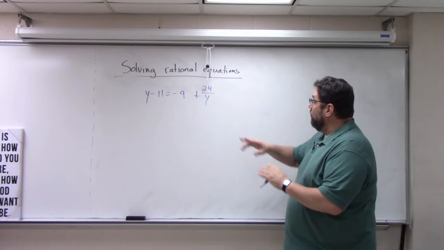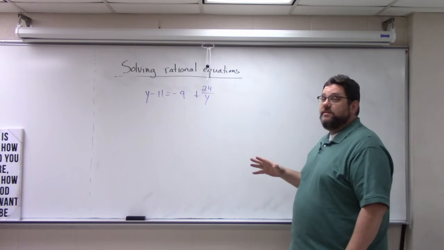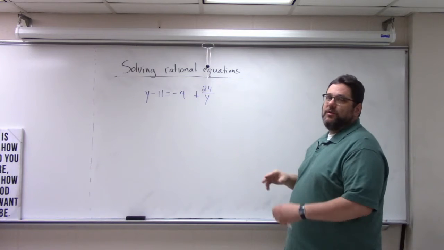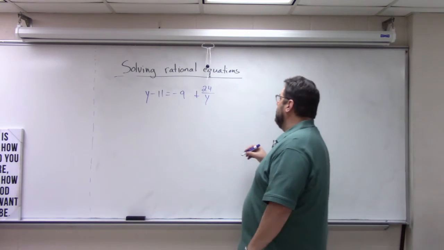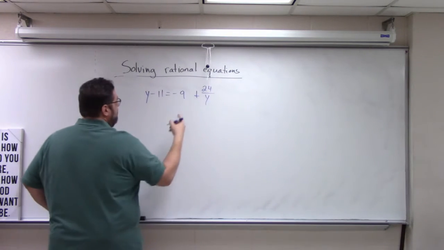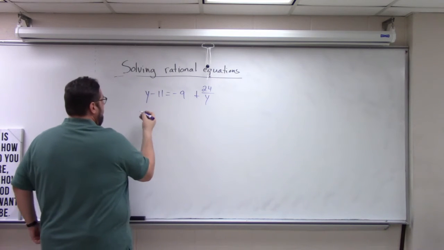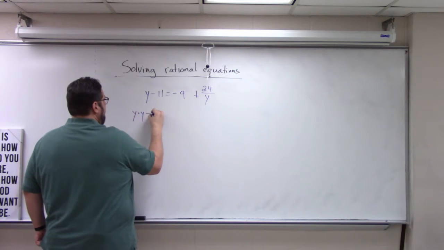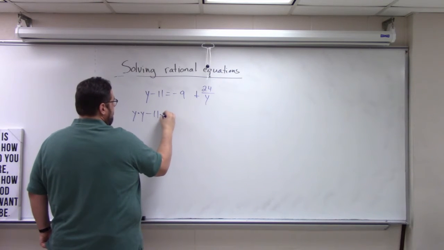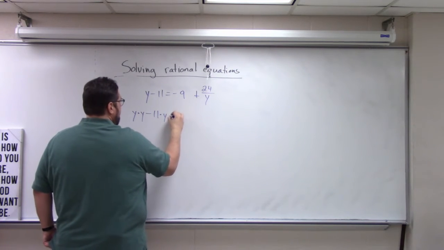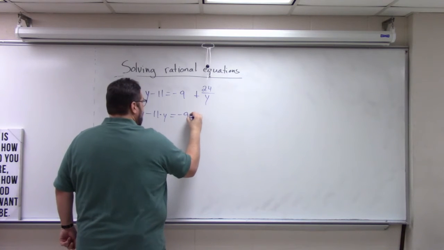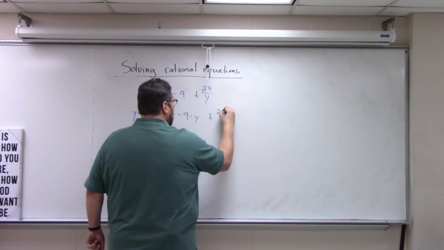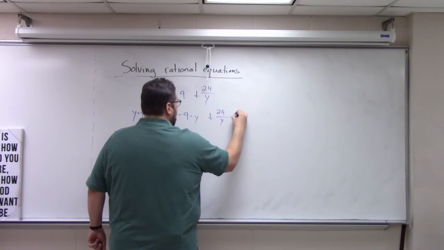Again, there's only one denominator in the problem. These are easy to figure out. If there's just the single variable, we know what to multiply by. So in this problem, I'm going to multiply everything by y. So I have y multiplied by y. I have negative 11 times y equal to negative 9 times y plus 24 over y times y.